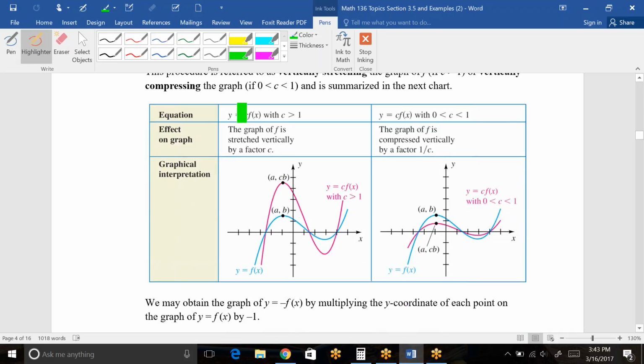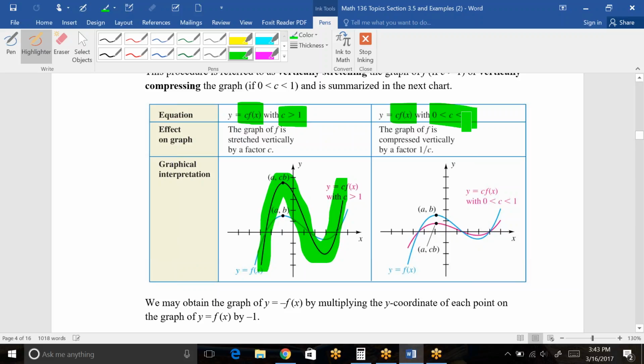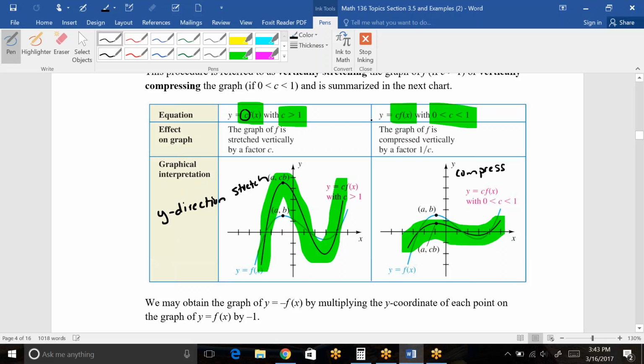So notice if I have a number in front of my parent, if that number is greater than 1, then you get what's called a stretch. Your graph is the same shape, but it is stretched. In other words, these get multiplied by that C value, those Y values do. If you have something between 0 and 1, notice it makes this graph compressed. It's shorter in all locations. So this is a stretch and this is a compress. Now these are both in the Y direction because that C was happening outside of the function.